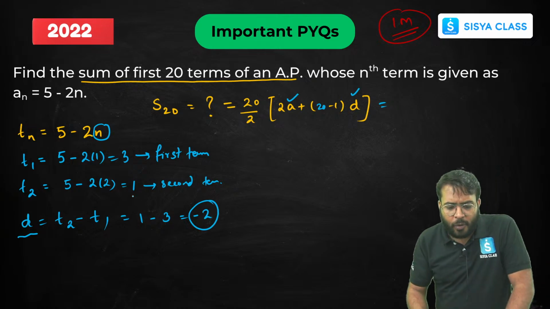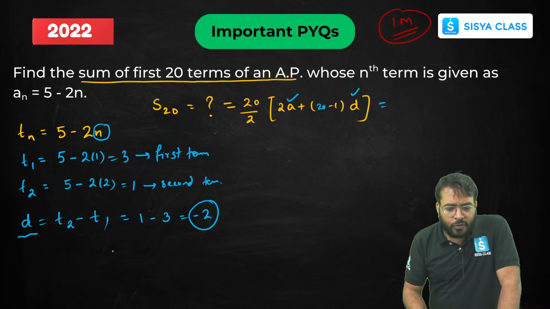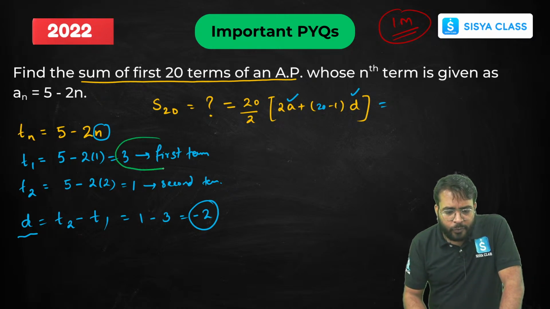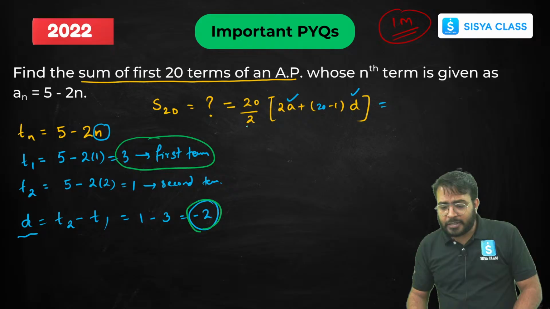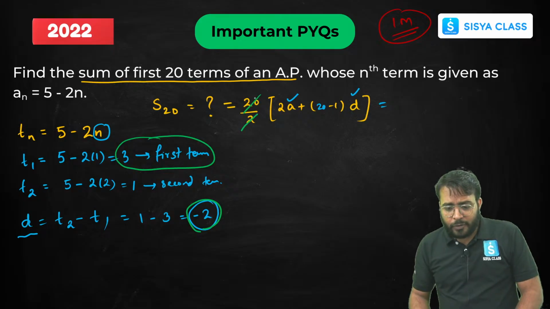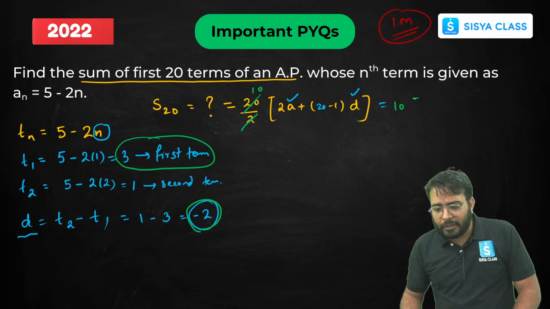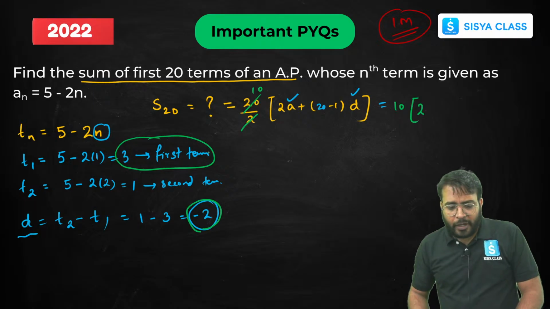Now you know your common difference, and you know your first term. Can we substitute and get our answer? Very good. We can substitute: 10 into 2 times A. What is A, beta? A is nothing but 3.